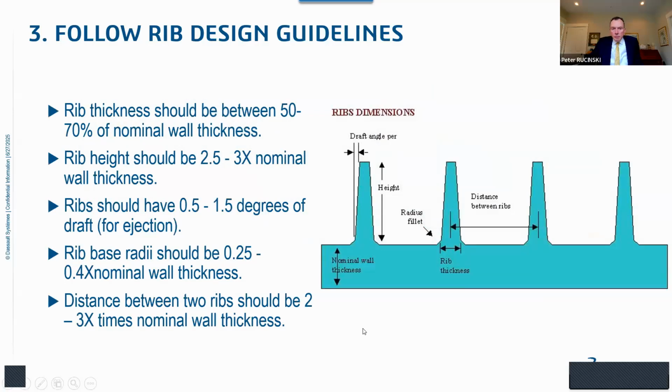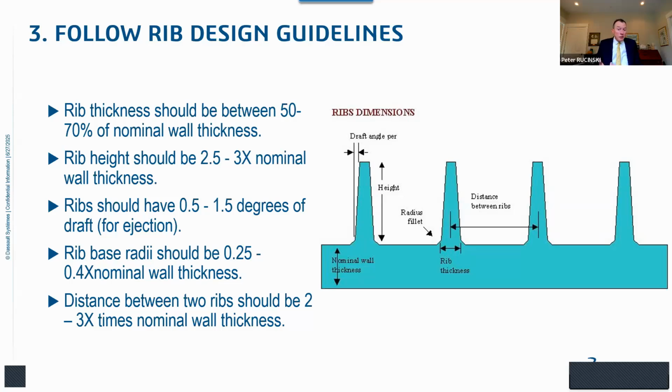So the simple rule of thumb rib design guidelines. Number one, the base of your ribs should be somewhere around 50 to 70% of your nominal wall thickness. I showed you how we went from 100% down to 50%. We make the sink marks practically disappear. Rib height, 2.5 to 3 times your nominal wall thickness.